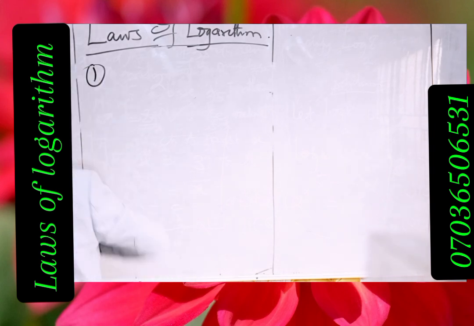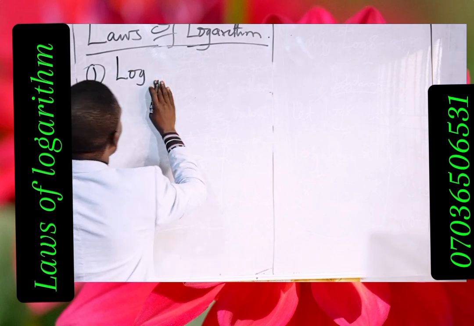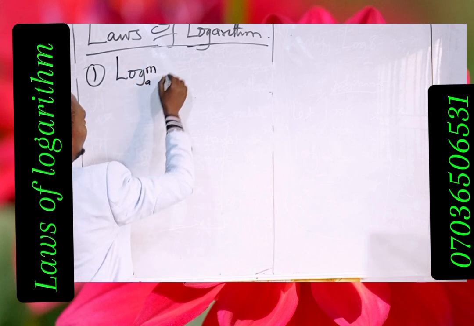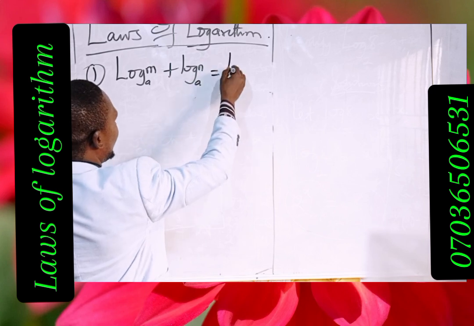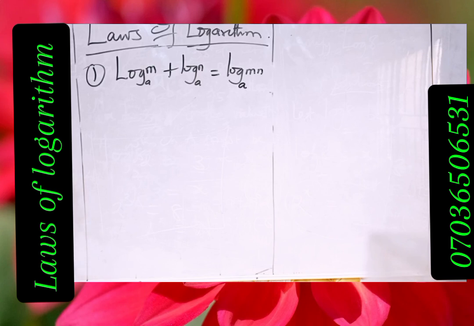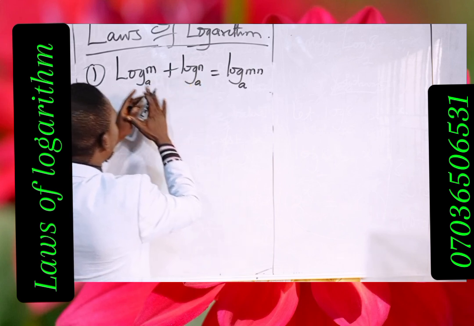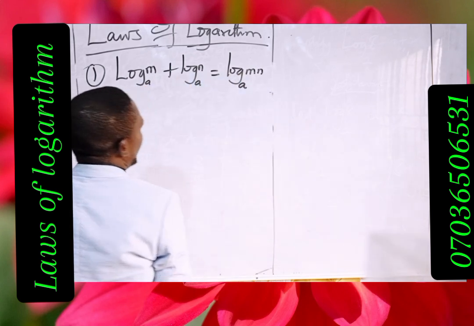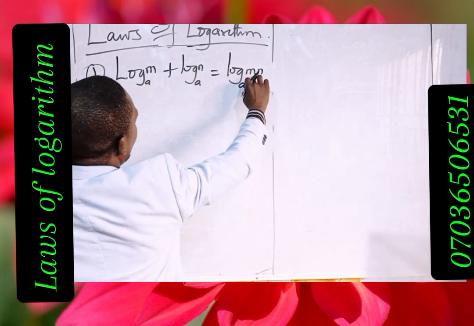Number one is called addition law of logarithm. The law says that log m base a plus log n base a is the same as what? Log mn base a. Meaning what? That when you are adding logarithms that have common base, the base here is a, base here is a. What will you do? Just multiply the logs. What are the logs here? The logs are m and n. So mn means m times what?